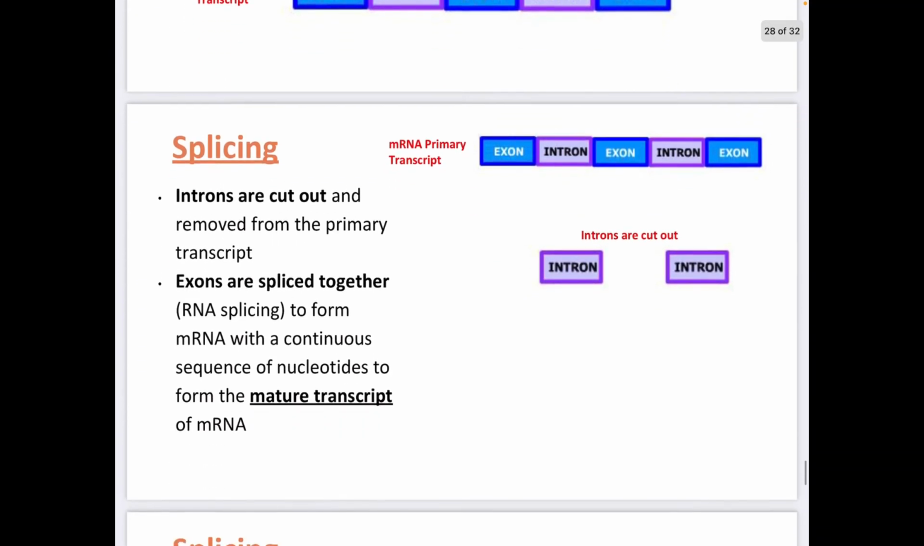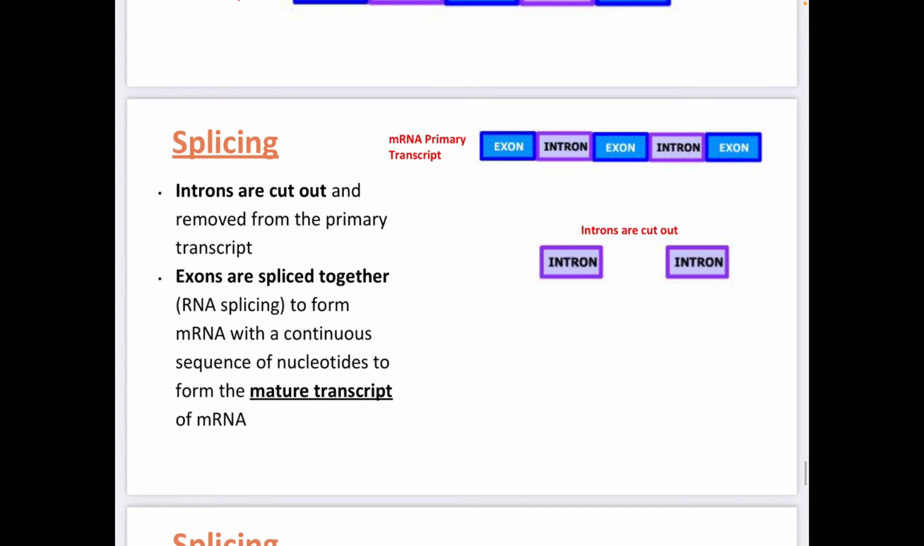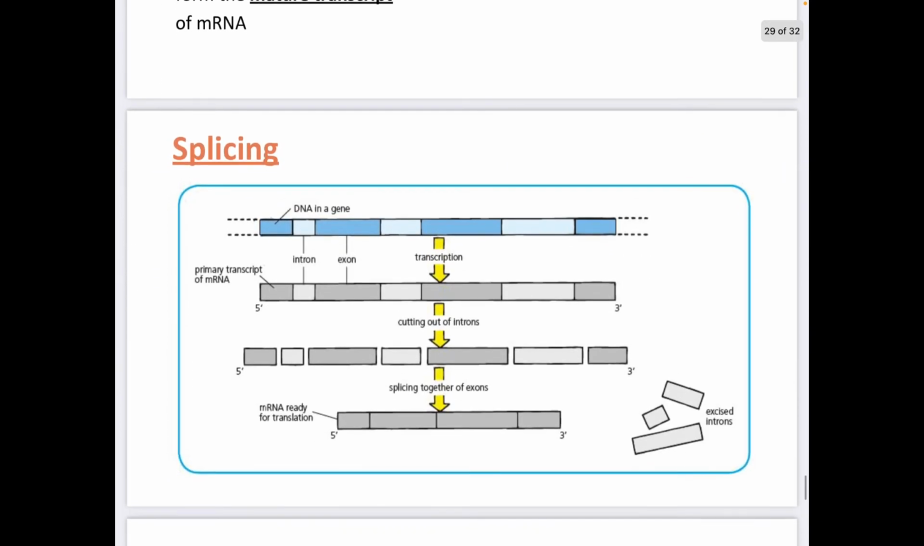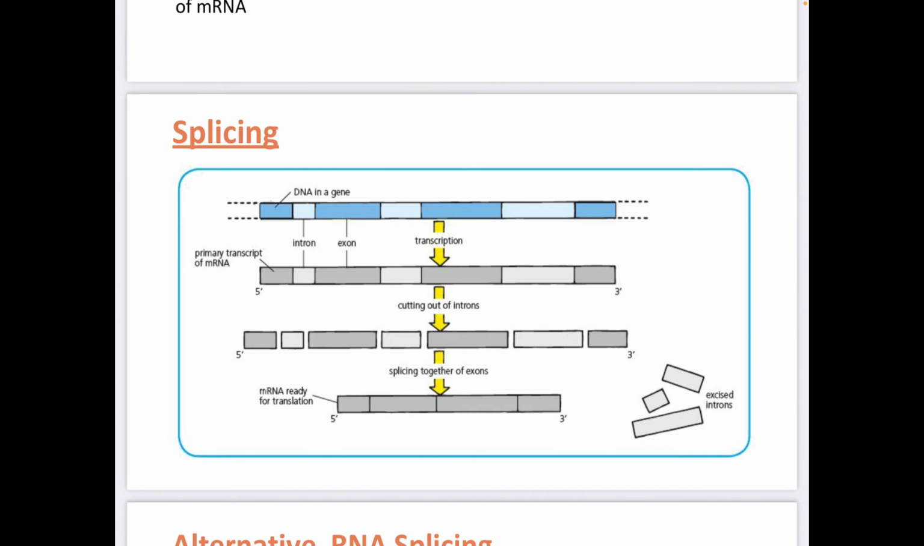Okay, there are two steps to describing RNA splicing and you must describe both. First of all, enzymes remove the introns from the primary transcript. The second thing you have to say is the exons are then joined together. So the introns are removed and the exons are joined together. When they're joined together, this forms what we call the mature transcript.